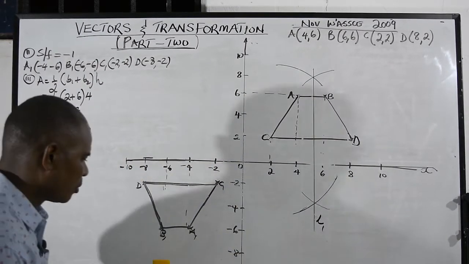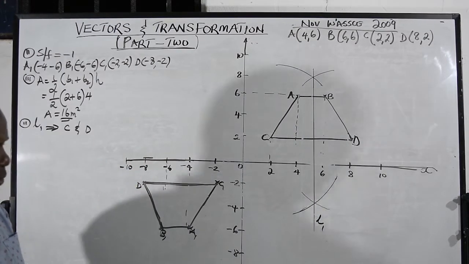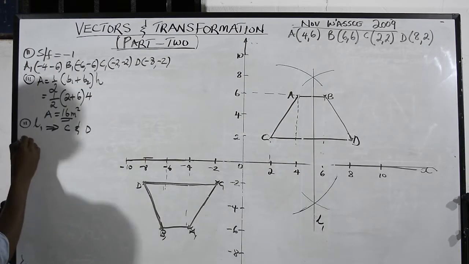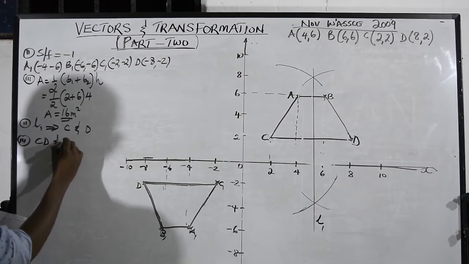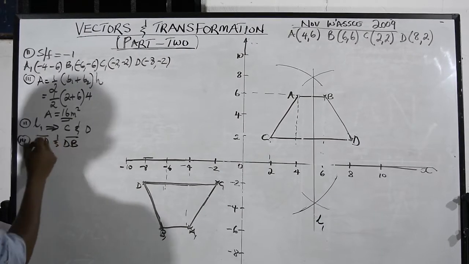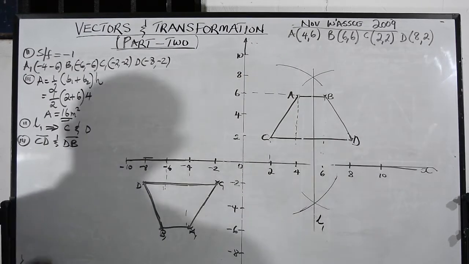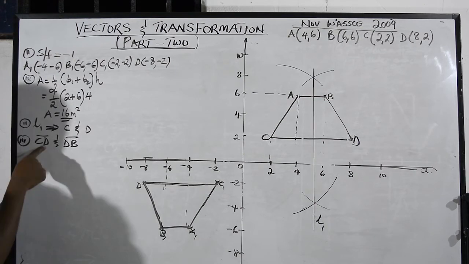So I go to question number 2. It says construct a locus L2 of point equidistance from CD and DB. So these are line segments, so you know that already. For line segments, you look for the locus of the 2 line segments. You look for the common letter. The common letter is D.